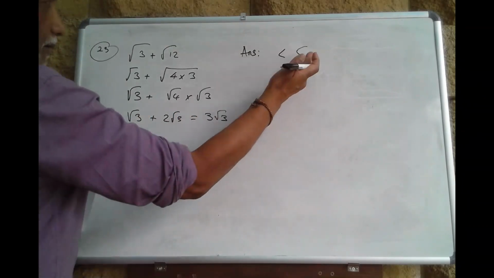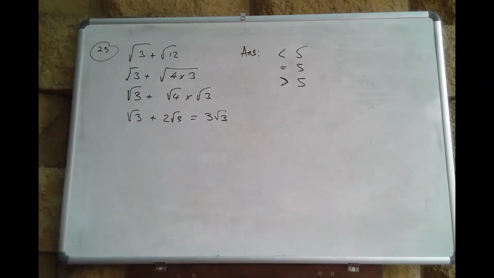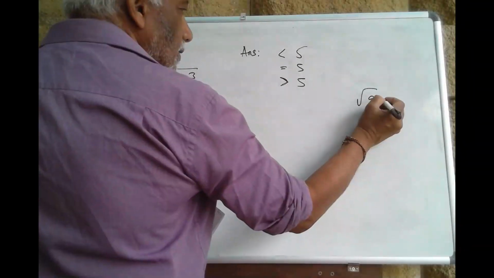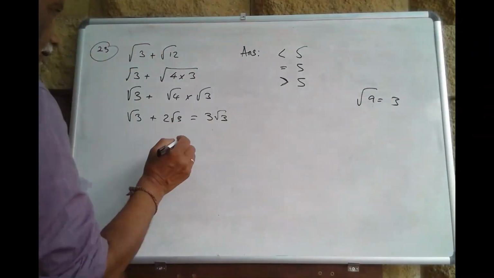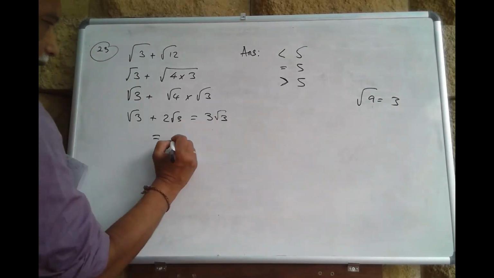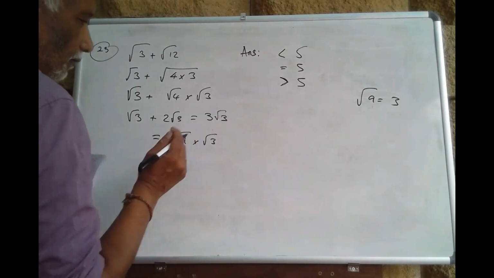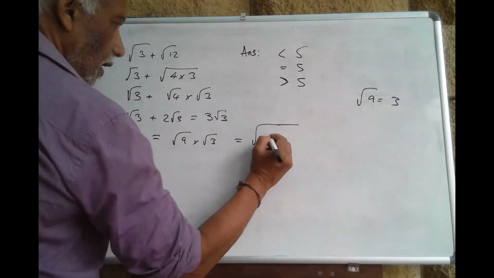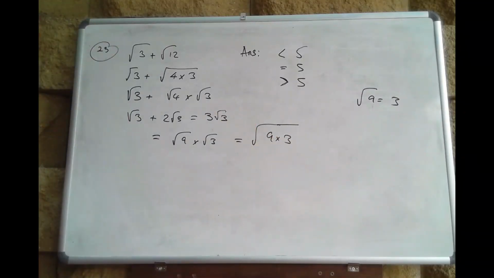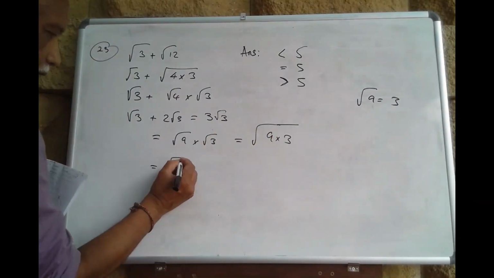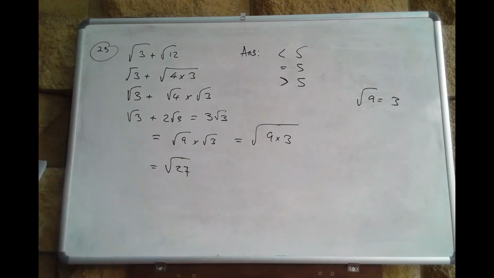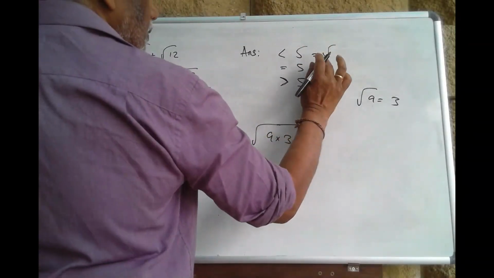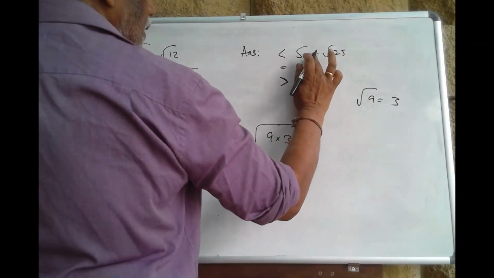But you can see it's nothing there, so I want to make something. If you remember, root 9 is equal to 3. So instead of 3, I'm going to put root 9 times root 3. That will be equal to root 9 times 3, so the answer is going to be root 27. If it is 5, that must be root 25. Okay, you can write that one.